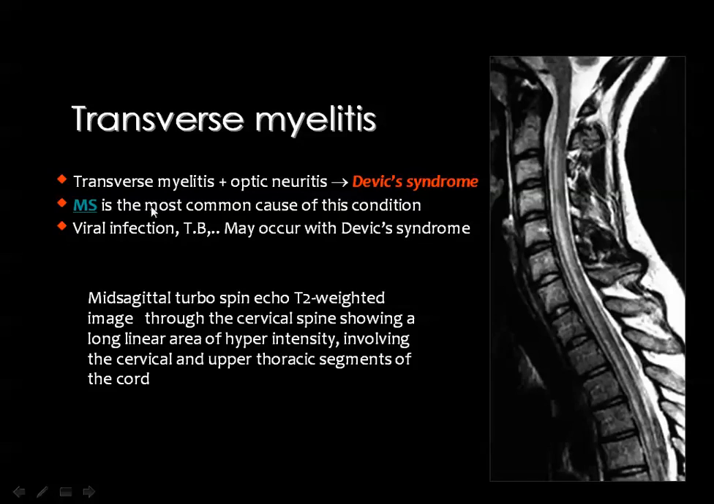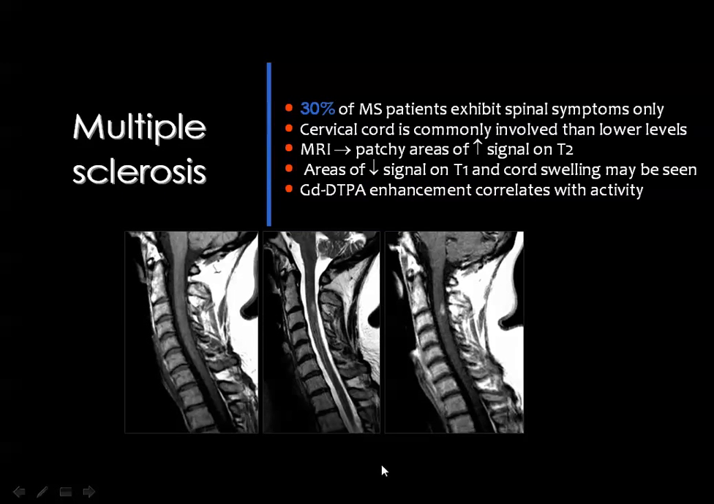Then you know that transverse myelitis associated with optic neuritis is known as Devic's syndrome, and in many cases you see an intramedullary high signal in the spinal cord with or without a slight cord swelling. You may think of MS as the most common underlying etiology of this appearance. But you should remember also that any form of myelitis may result in a similar situation.